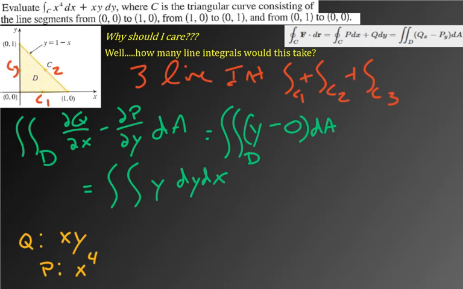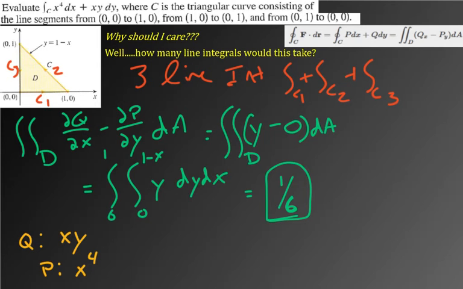So if you do dy, you're going to go y equals 0 up to 1 minus x, and then dx ranges from 0 to 1. And if you solve that all out, you'll get 1 over 6. So that is a very good example to show the benefit of Green's.